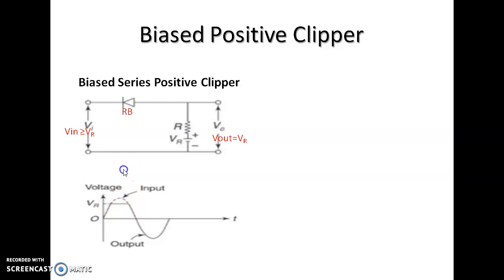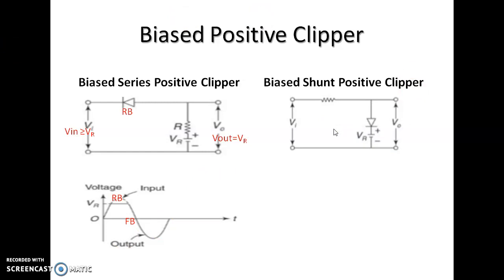So when an input lesser than VR level is applied to this diode, the diode will be forward biased now. Then it is equivalent to a short circuit and Vin gets connected to the Vout, and now the Vout will be equal to Vin. So for the portion of the waveform which is lesser than VR, Vout will be equal to Vin. This is a shunt positive clipper. The circuit diagram is given here.